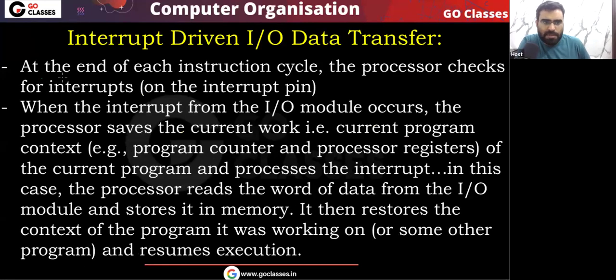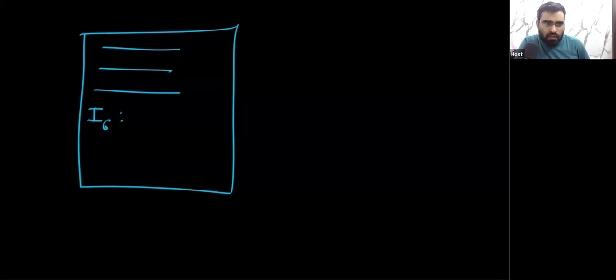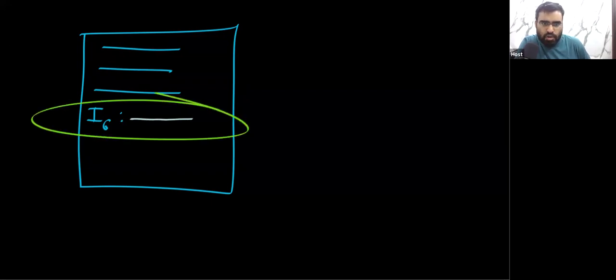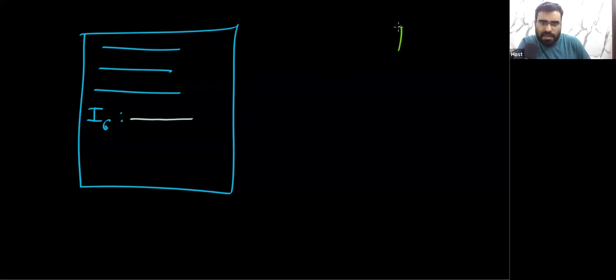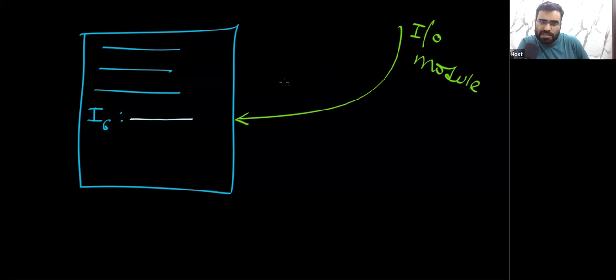The next step is, at the end of each instruction cycle, notice one thing. Let's assume the CPU is already executing some program, and it is executing this instruction, let's call it instruction I6. During the execution of this instruction, maybe the interrupt has come. The I/O module is sending the interrupt signal.